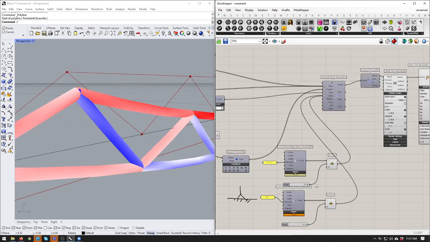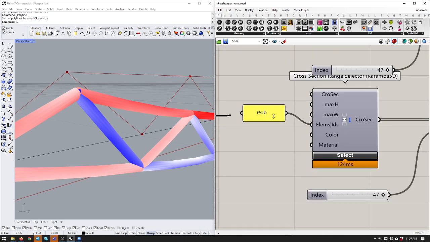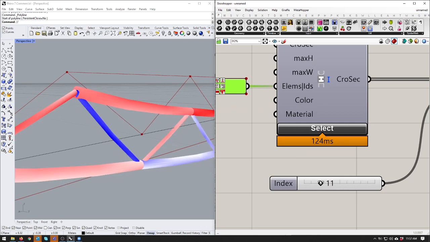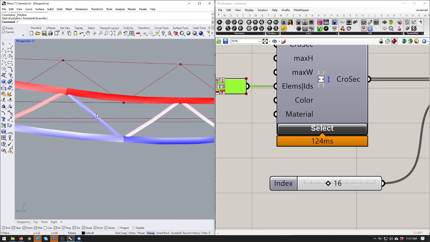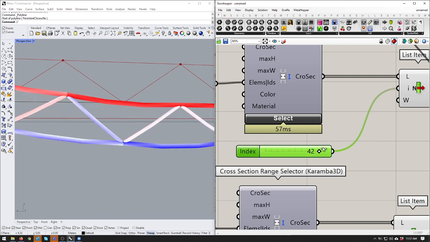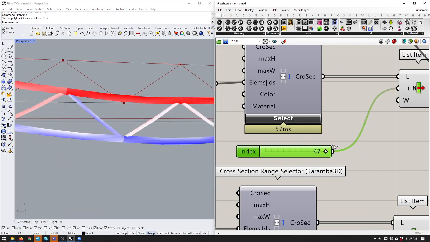Make sure that's flat. So now that the web is plugged into this, as I slide this up and down, we're only controlling the profile for the webs of this truss, or as I slide this one up and down, we're only controlling the flanges.